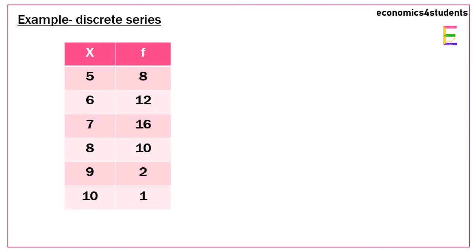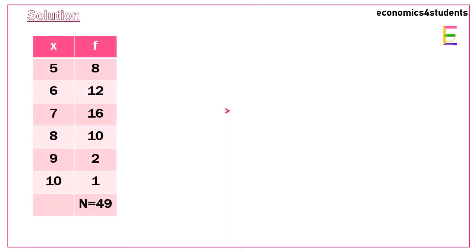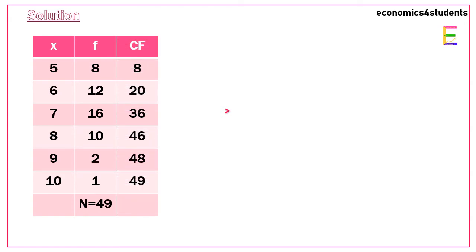Let us consider an example for discrete series. This is our discrete frequency distribution. We have to find quartiles from the given data. Let us solve the problem. This is our given data. First, we have to calculate less than cumulative frequencies. This is our CF column. We have already discussed how to find less than cumulative frequency in our previous video, median for grouped data. The link of that particular video is given in the description box. Please don't forget to refer to that.